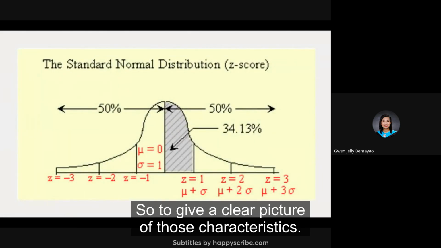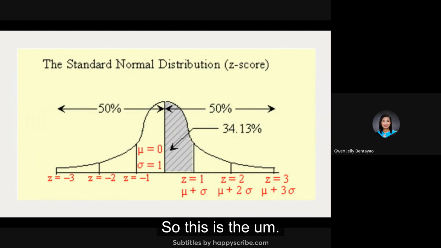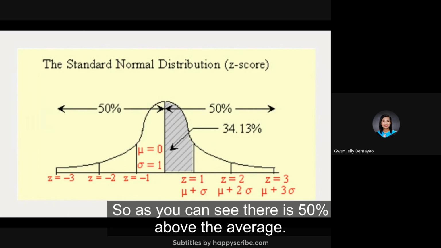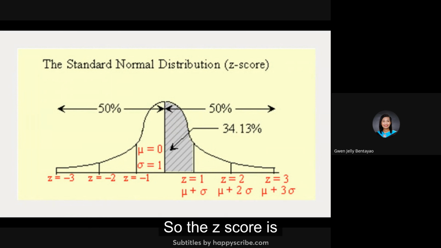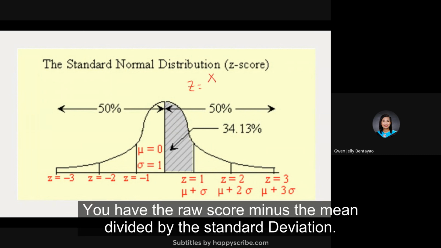To give a clear picture of those characteristics, this is the standard normal curve. As you can see, there is 50% above the average, and there is also 50% below the average. The z-score is computed by this formula: the raw score minus the mean, divided by the standard deviation.